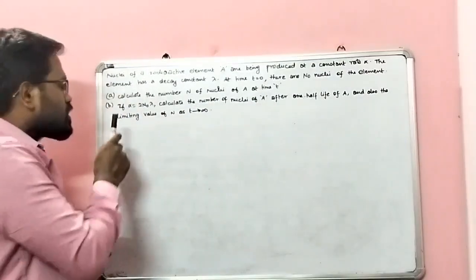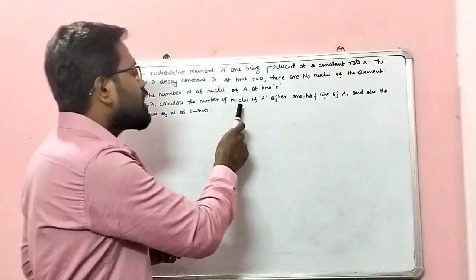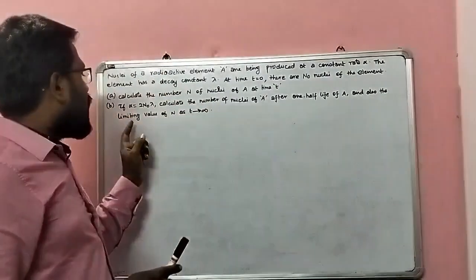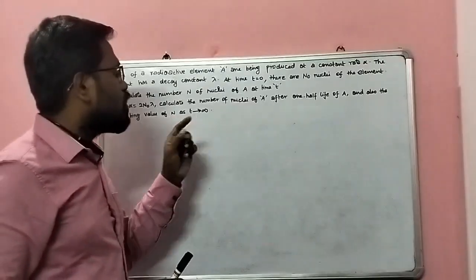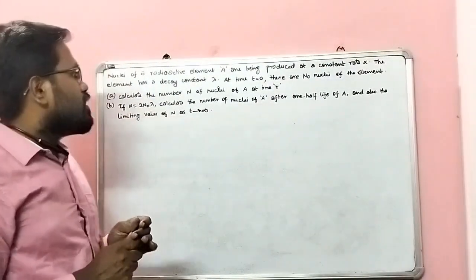The next question is, if alpha is equal to 2 n0 lambda, calculate the number of nuclei of A after one half-life of A and also find the limiting value of n as t tends to infinity.